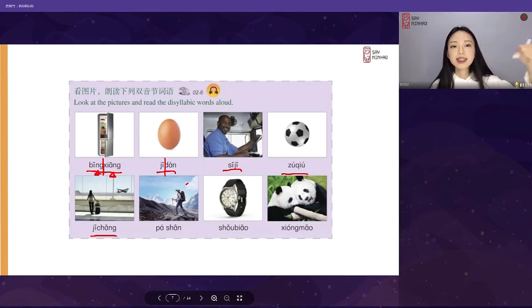Jichang, jichang. So the first one is ji. Next one, chang. Jichang. Okay, next one is climb the mountain. Pashan. Climb, pa, mountain, shan, we just learned that. So pashan means climb the mountain.